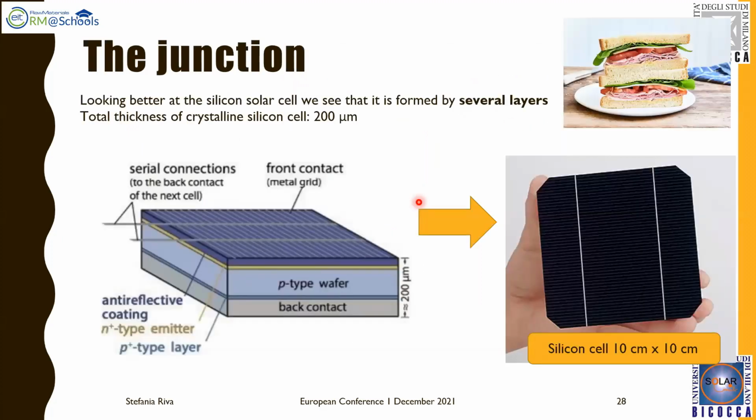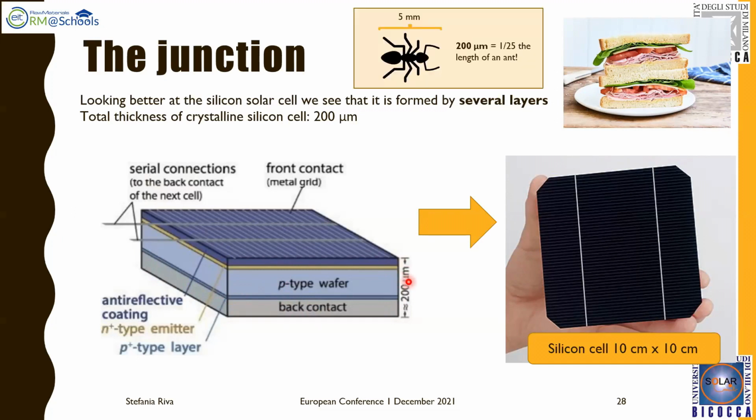But this is not enough. It's important to have two layers made of silicon called P-type and N-type. And there is also the need for other materials such as metals, aluminum, and silver. The total thickness is 200 micrometers. To understand better how much 200 micrometers is, we can consider the length of an ant, which is more or less 5 millimeters. So if we imagine having an ant and cutting it into 25 parts, we obtain 200 micrometers.